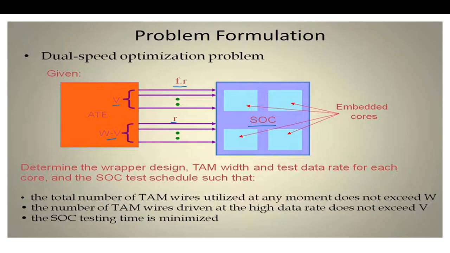Now determine the wrapper design, TAM width, test data rate for each core and the SOC test schedule such that the total number of TAM wires utilized at any moment does not exceed W, because if it exceeds, then we will have resource conflicts. The number of TAM wires driven at the high data rate does not exceed V. The SOC testing time is minimized.